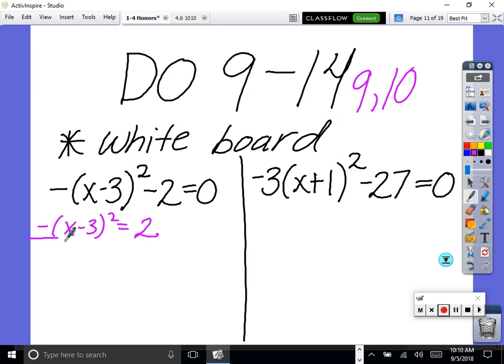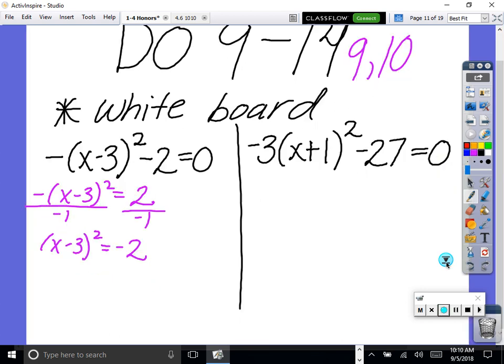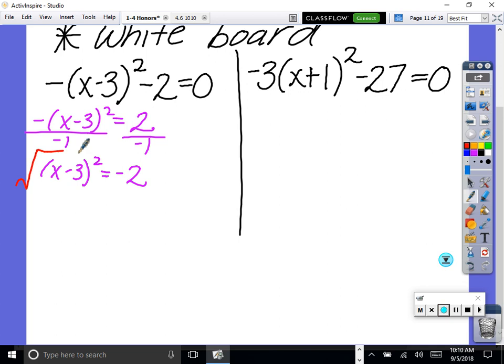What would be my next step? Divide by negative 1. So we actually have (x minus 3) squared equals negative 2. Math doesn't change. What's our next step? Square root both sides. Now math doesn't change. So what happens usually when we take a square root? We need a plus or minus. So we have plus or minus.